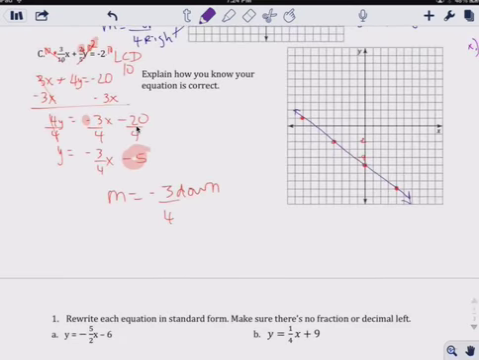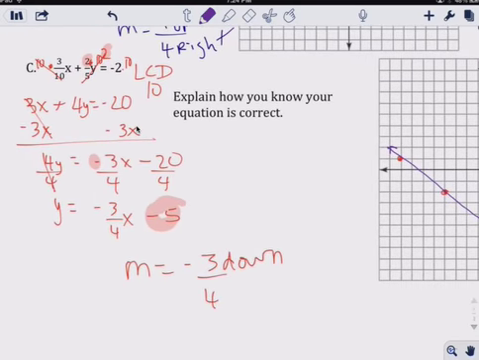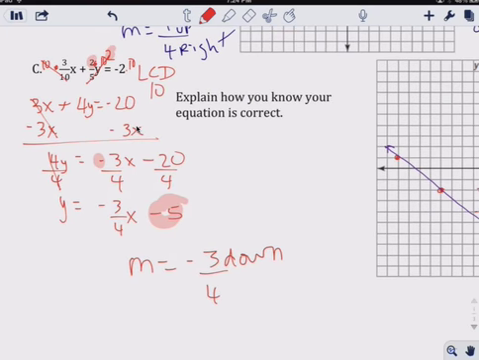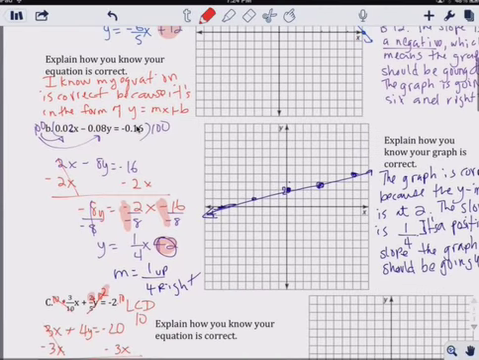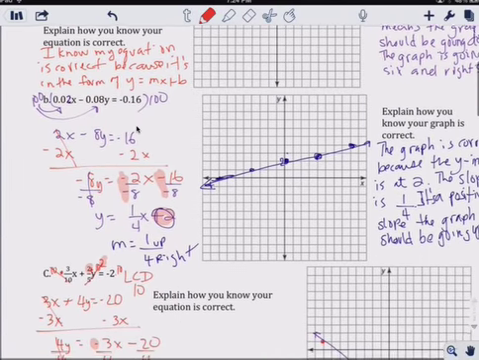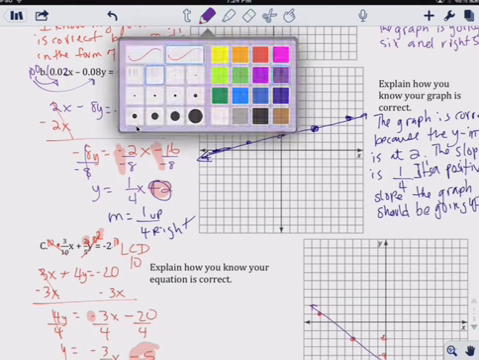Okay? Explain how you know your equation is correct. Equation is correct because it's in slope-intercept form of y equals mx plus b. And also, if you go back, check your math, the least common denominator 10, cancel out, multiply. And double check my math, and I think I did not make any careless mistakes. Okay? How do you know it's correct? Same answer as here. I know my equation is correct because it's in the form of y equals mx plus b.